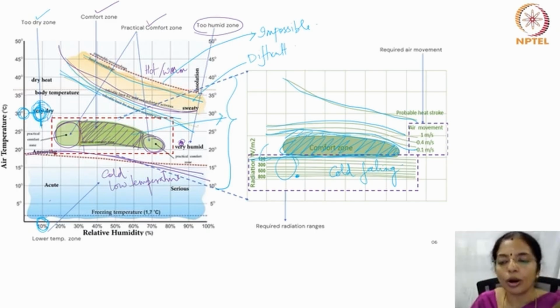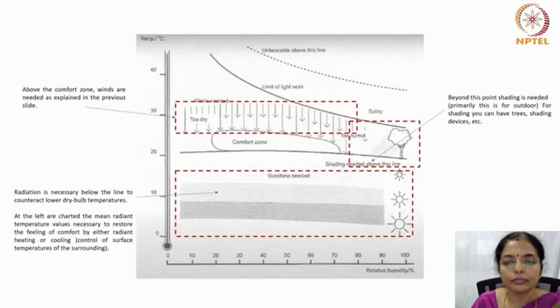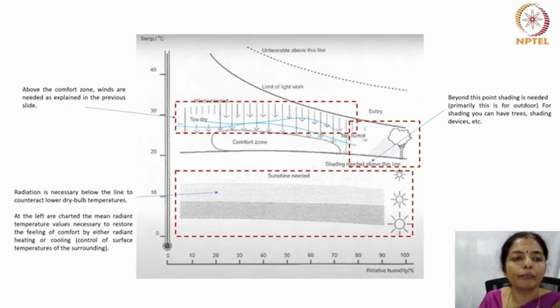I'm just teaching you how to read a bioclimatic chart to show that such charts were prepared way back in 1950 for us to understand which combination of temperature, humidity, wind speed, and radiation can make us feel comfortable, warm or cool. So, above the comfort zone, winds are needed. You need breeze above the comfort zone, and this part becomes too dry.